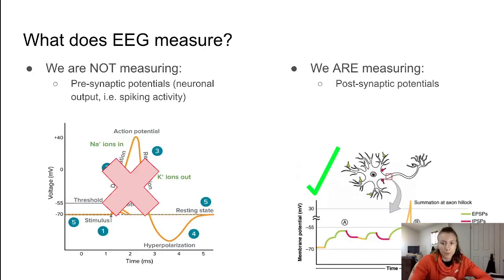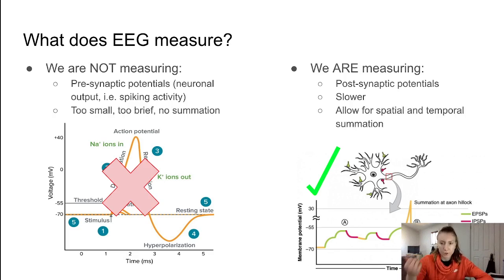So let's just start by discussing what we're not measuring. We are not measuring presynaptic activity. In other words, anything to do with a neuron's actual output, like spiking activity or action potentials, we are not measuring that. These are too small, too brief, and they can't add together.